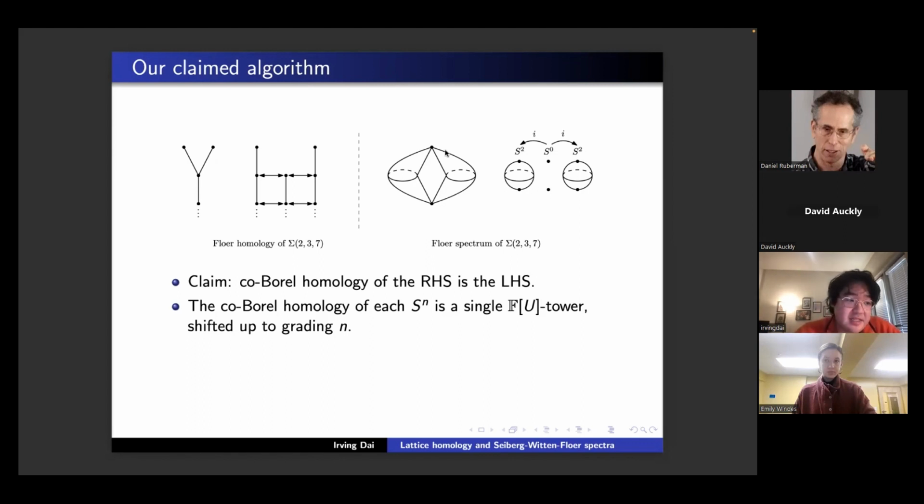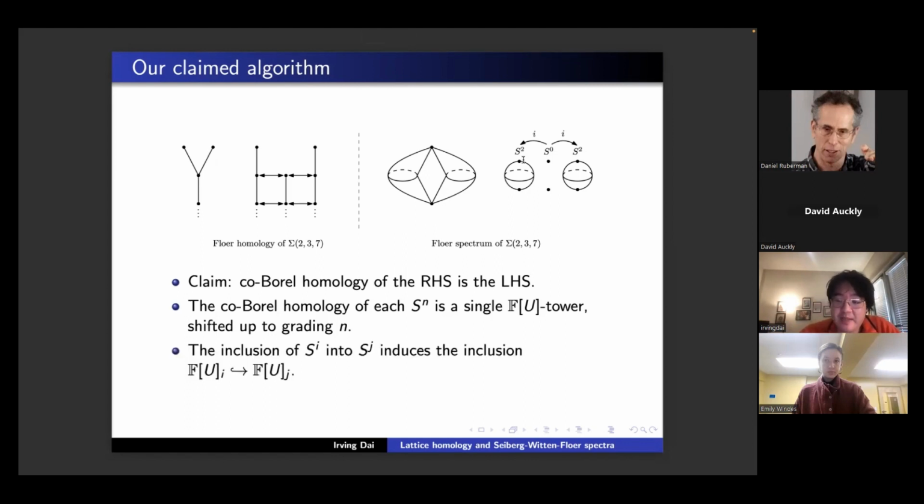Borel and co-Borel homology, just like regular homology, satisfies invariance under suspension. The only thing that happens when you suspend is you get a grading shift. So if I take Sn, which is a suspension of S0, then I should again get an F[U] tower, except shifted in grading. So what that means is that if I take the co-Borel homology of each of these 3 pieces on the right, S2, S0, and S2, I once again get 3 copies of F[U], except that the 2 copies of F[U] corresponding to the S2s are shifted in grading relative to the copy of F[U] corresponding to S0.